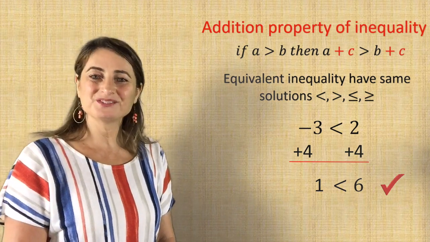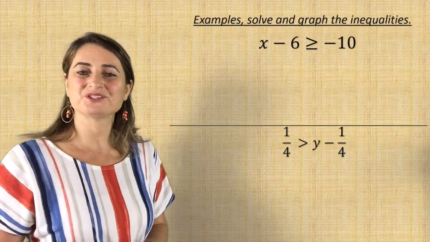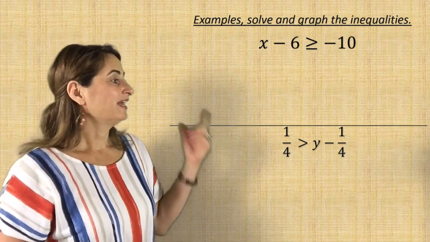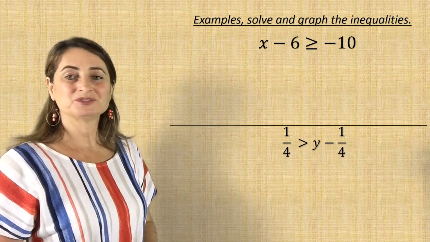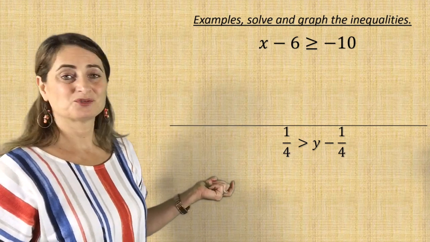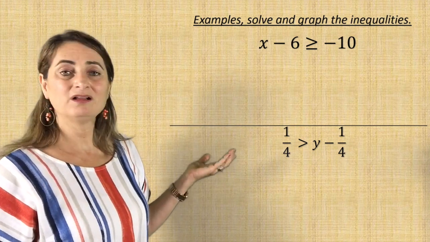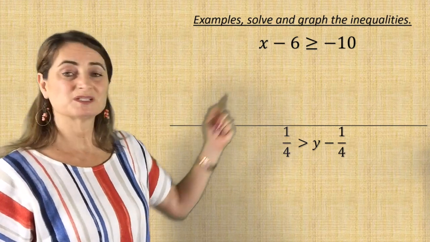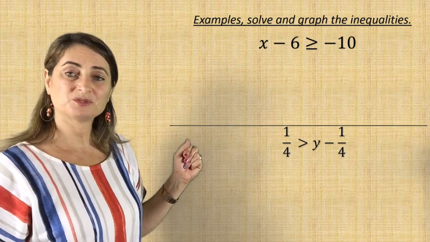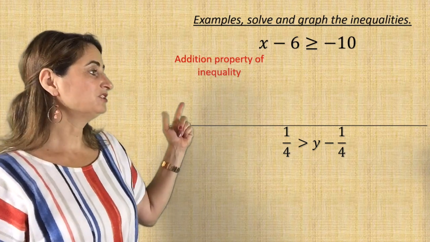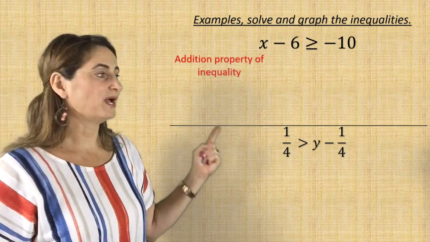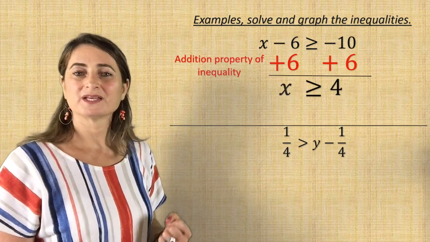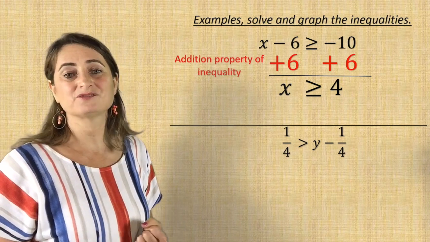Here are two examples to practice the addition property of inequality. Solve for the variable: x minus 6 more than or equal to -10. Isolate x on one side, that means get rid of all the numbers on the same side as the x. Since we subtracted 6, to undo subtraction we use addition, which is the addition property of inequality. So add 6 to both sides, which gives you x more than or equal to 4. Since there's an equal sign, that means 4 is a solution.